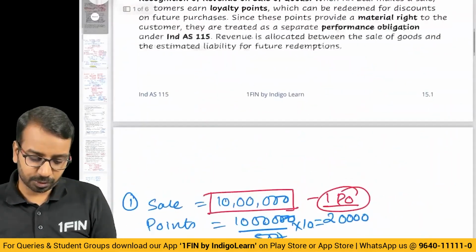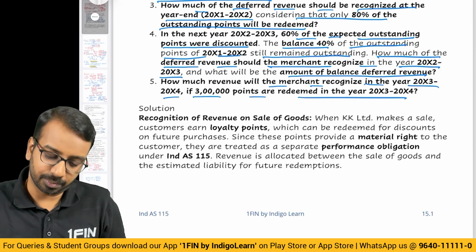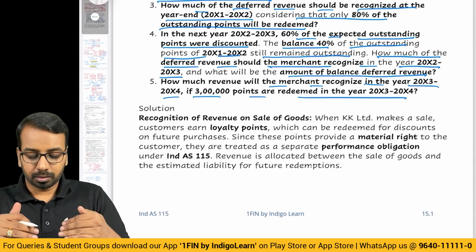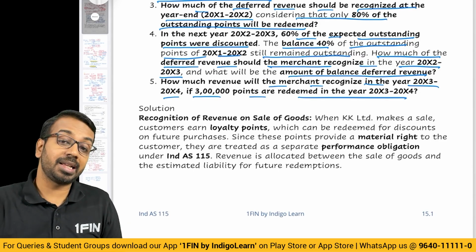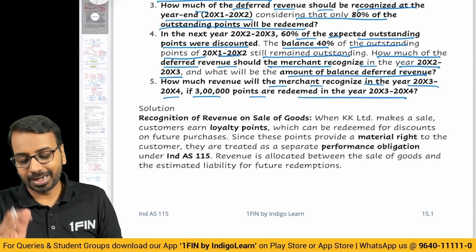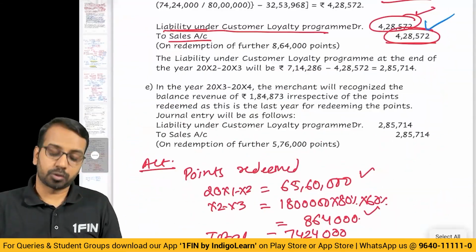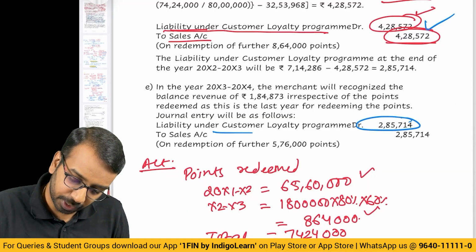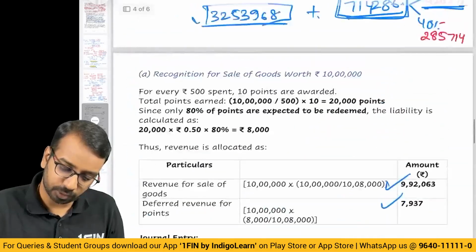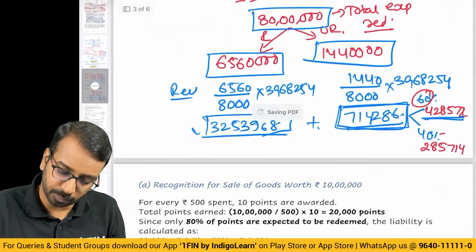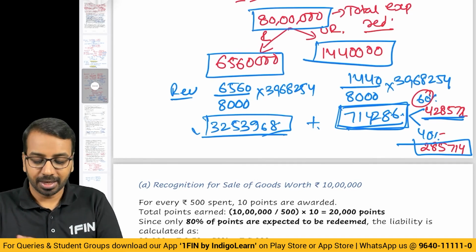Then last question: how much revenue will the merchant recognize in year 3, year 4 if 3 lakh points are redeemed? See, in year 3, year 4, the validity is over, the point validity expires. So whatever is the balance amount in the liability account, the entire amount will be recognized as revenue. So in the last year, the entire amount of 285,714 that we calculated as balance here will be recognized as revenue. Okay, so this is how we have to solve it.